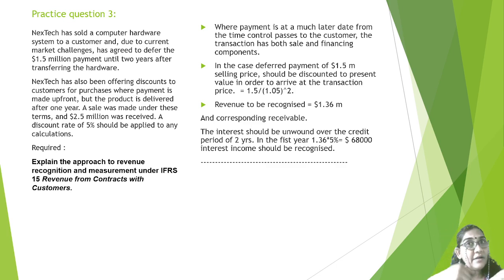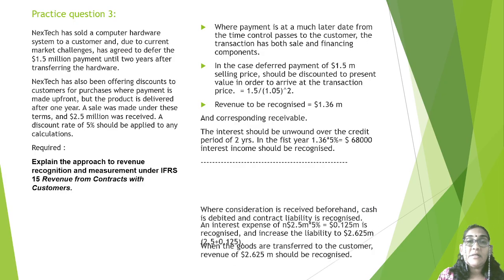So now here it is reverse. We are collecting the consideration in advance, but giving the control or transferring the product after 1 year. A sale was made under these terms and 2.5 million was received. A discount rate of 5% should be applied to all the calculations. So now in this case, we are getting an advance, but the control of the product has not been transferred.